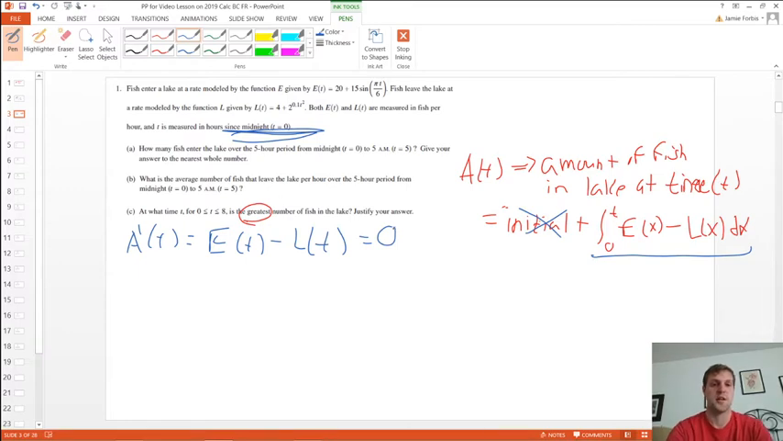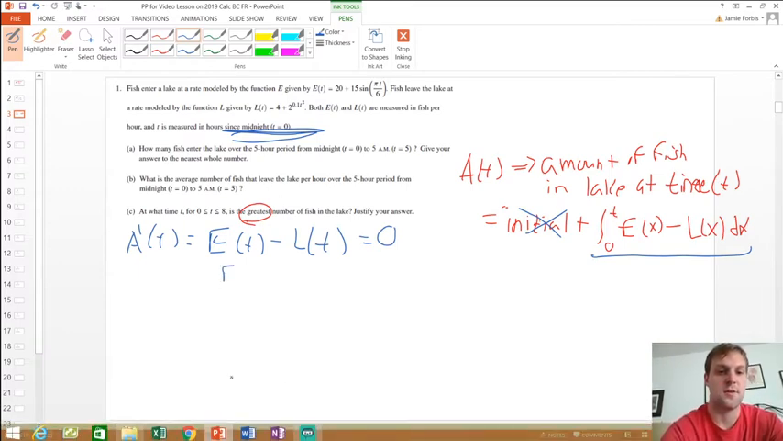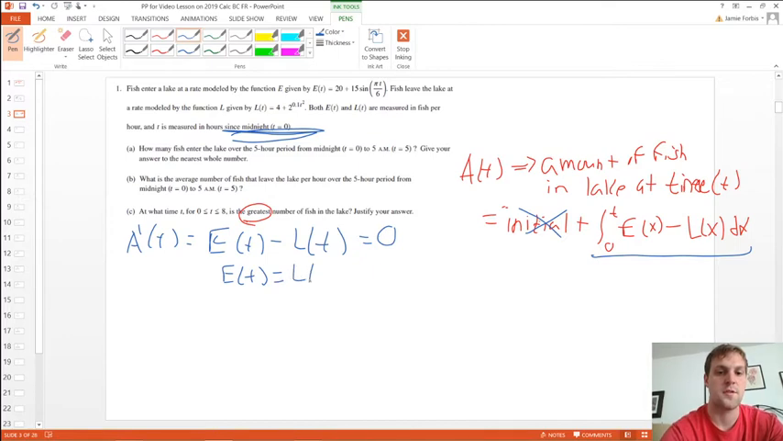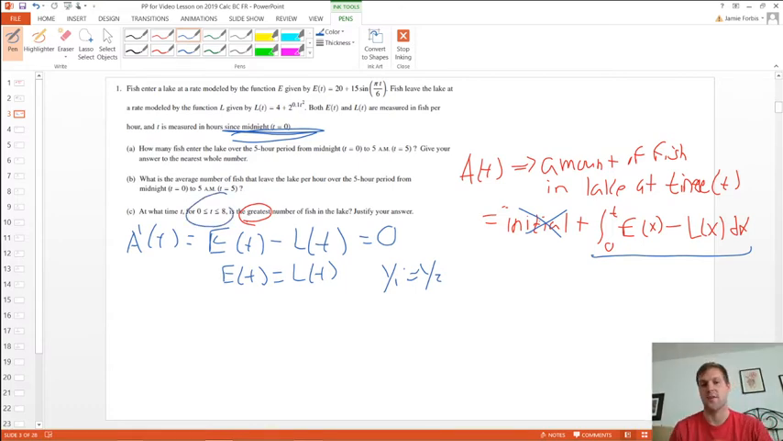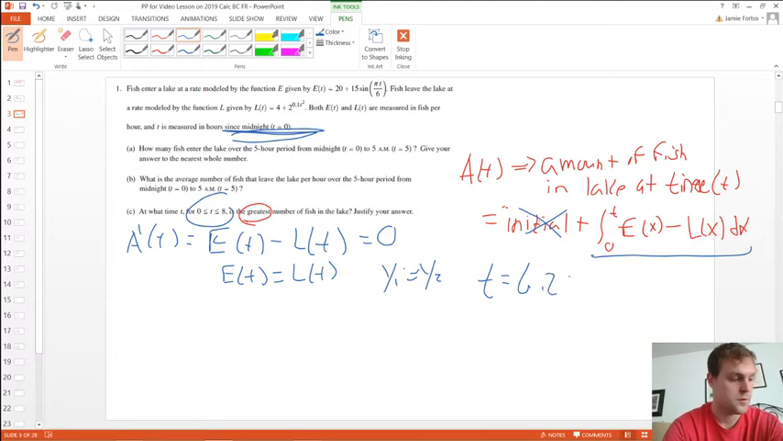So to solve for my critical point, what I did in my calculator is I did E of t equals L of t, and solved for that. In my calculator, I found the intersection of y1 and y2 between the intervals 0 to 8. I just graphed it and found the intersection between 0 and 8. And I got that the critical point was time equals 6.2035644. So that's what I got for my critical point.